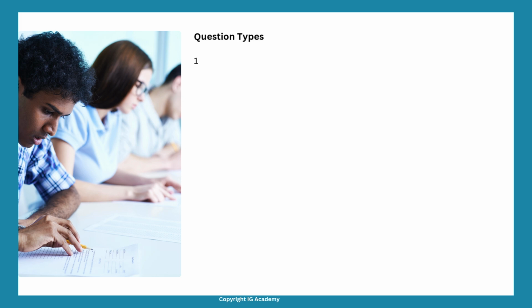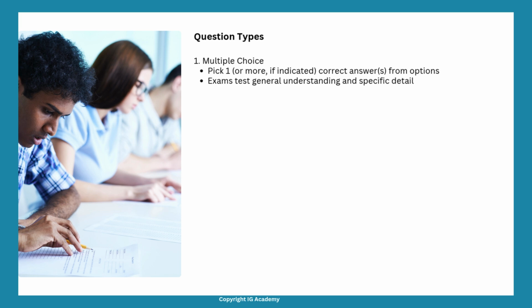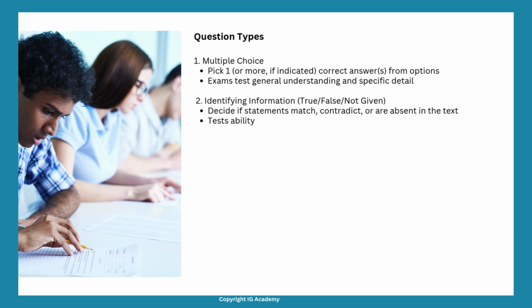The IELTS Academic Reading Test includes 11 different question types designed to assess a wide range of reading skills. Multiple choice questions require you to select one or more correct answers from given options and test both general understanding and specific detail. Identifying information questions ask you to decide if statements are true, false, or not given, focusing on recognizing explicit facts in the text.